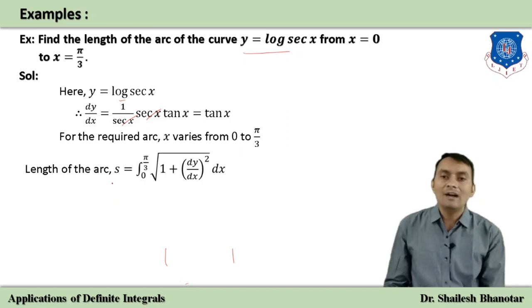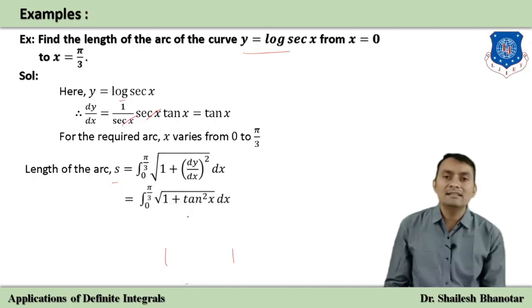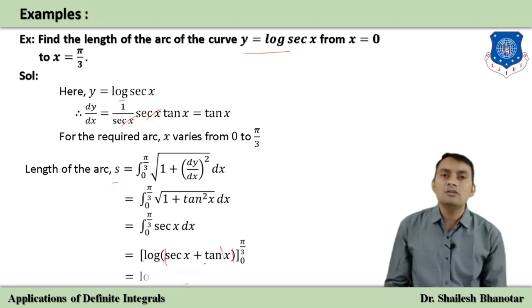So our arc length s is equal to the integration from 0 to pi by 3 of the square root of 1 plus (dy by dx) square into dx. But dy by dx is nothing but tan x, so 1 plus tan square x is nothing but sec square x, and the root is sec x. We know that the integration of sec x is log of sec x plus tan x. When I put in the upper and lower limits, I get log of 2 plus square root of 3, and that will be the final answer.